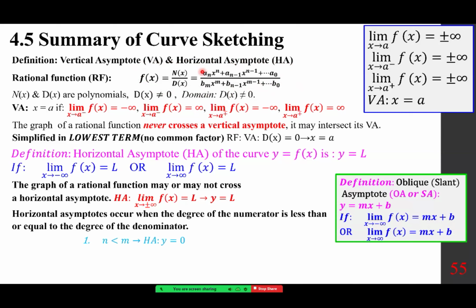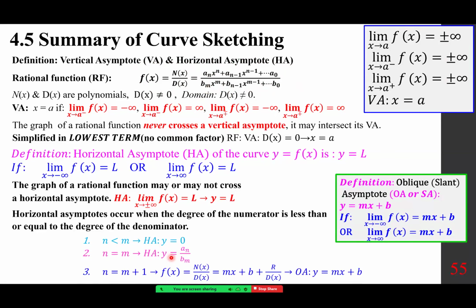If n is less than m, if the degree of the numerator is less than the degree of the denominator, the horizontal asymptote is y equals 0. I hope you remember that from previous courses. If n is equal to m, if they have the same degree, then the leading terms take over, and we get y equals a sub n over b sub n.